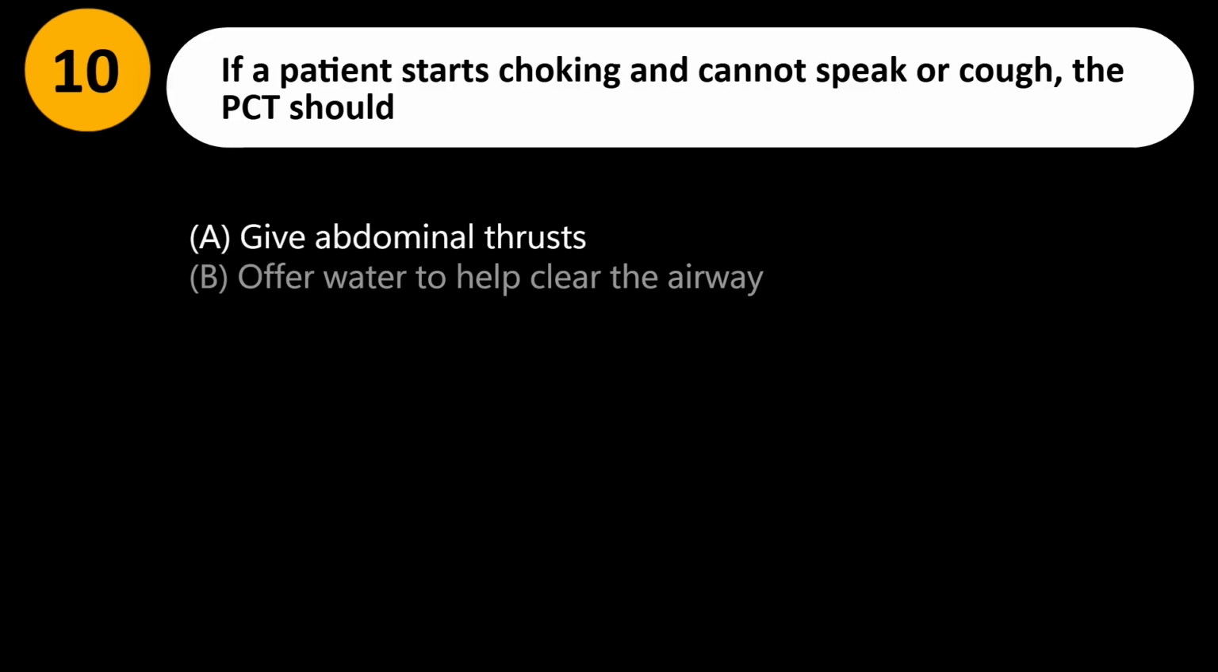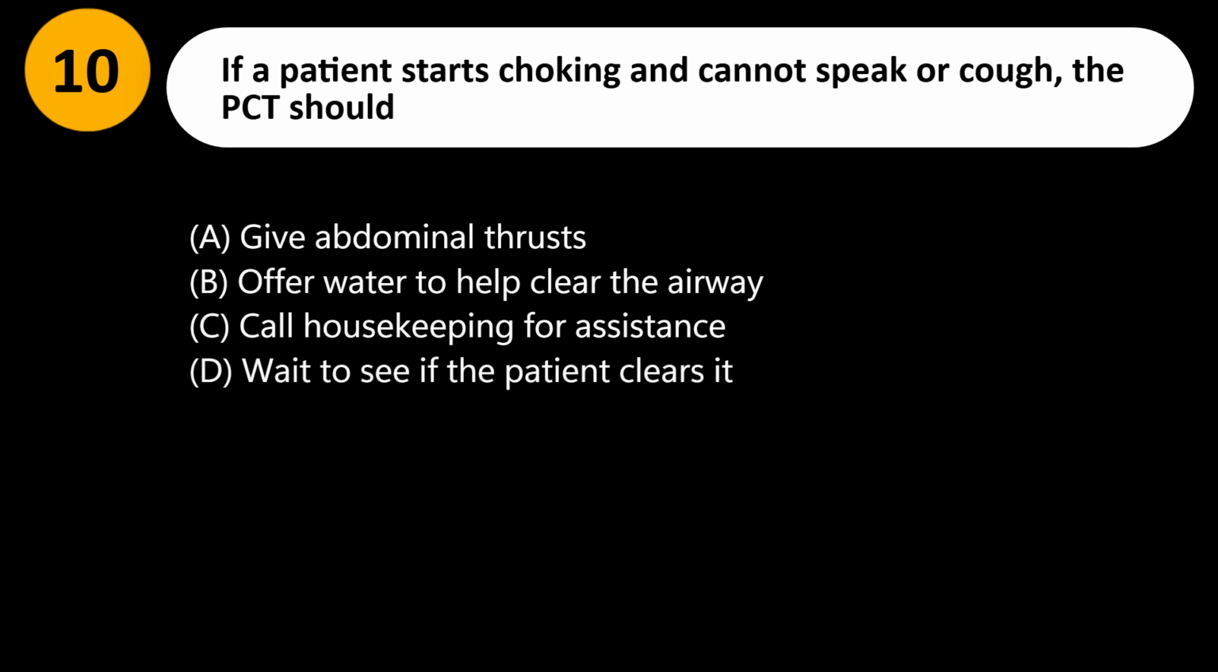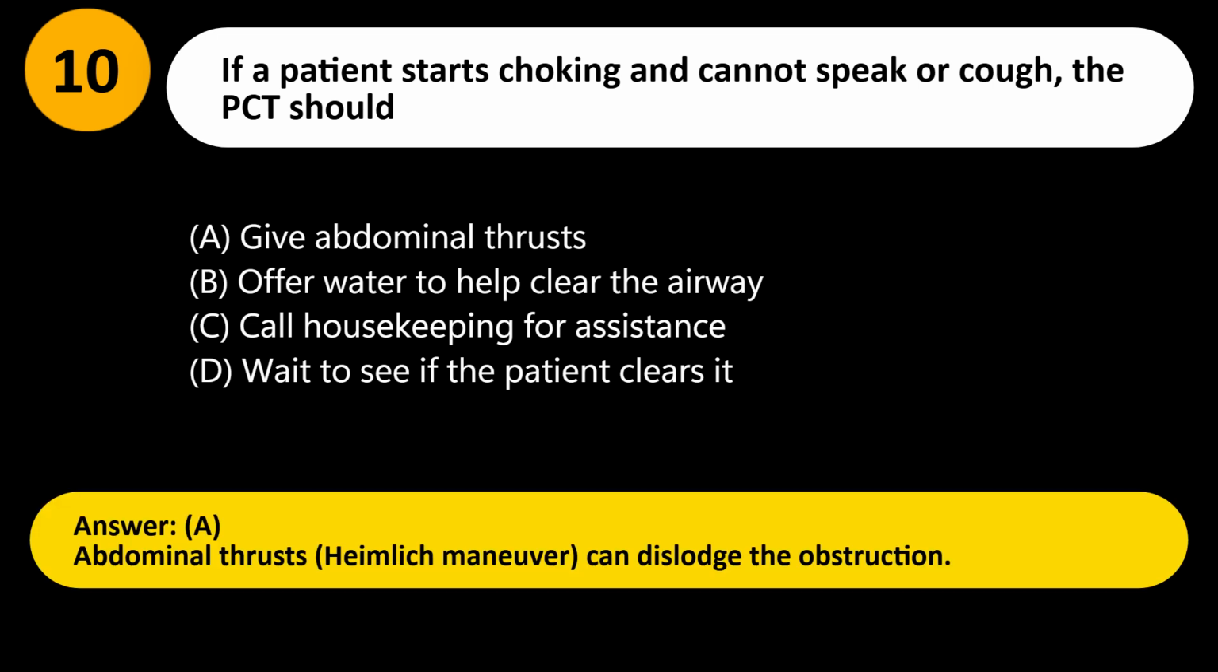If a patient starts choking and cannot speak or cough, the PCT should: A. Give abdominal thrusts. B. Offer water to help clear the airway. C. Call housekeeping for assistance. D. Wait to see if the patient clears it. Answer: A. Abdominal thrusts, the Heimlich maneuver, can dislodge the obstruction.